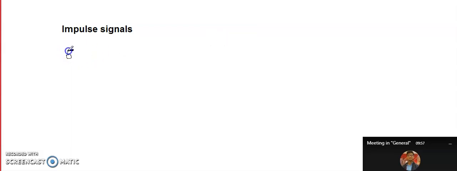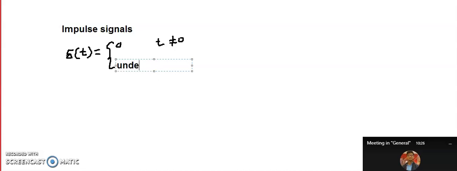It was denoted by delta t, and we defined it as equal to 0 for all the values of t when t is not equal to 0, and its value is undefined when t is equal to 0.